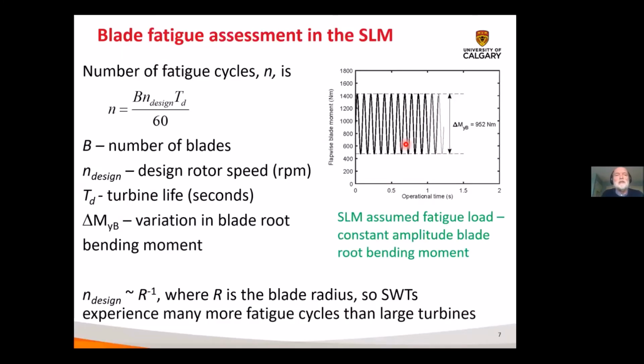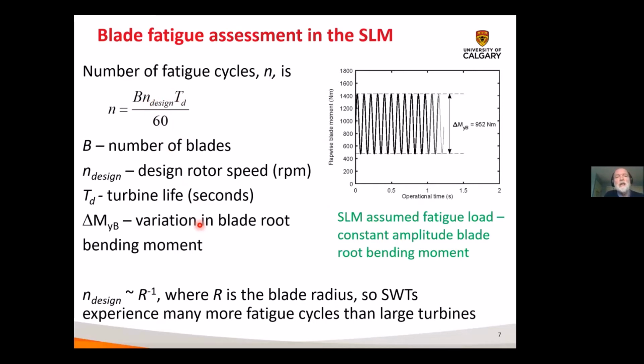So just as a bit of background, if we do the blade fatigue assessment according to the simplified load model, we first of all have to calculate the number of fatigue cycles, which is equal to the number of blades times the design speed times the anticipated turbine lifetime, and then a factor because this is in seconds and this is in revs per minute.